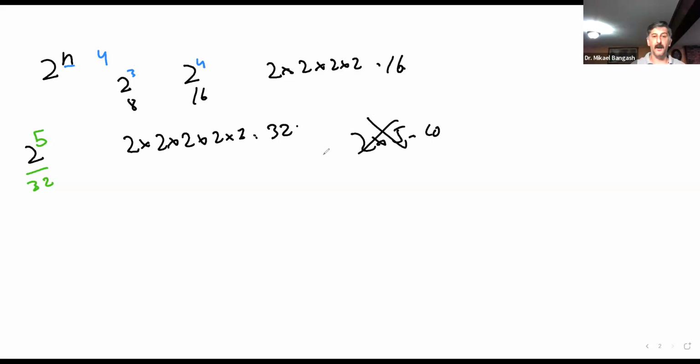Likewise, 2 raised to the power 4, for instance, doesn't mean 2 times 4, because then you'd get 8. That is wrong. 2 raised to the power 4 means 2 multiplied by 2, multiplied by 2, multiplied by 2, or you multiply 2 by itself 4 times.